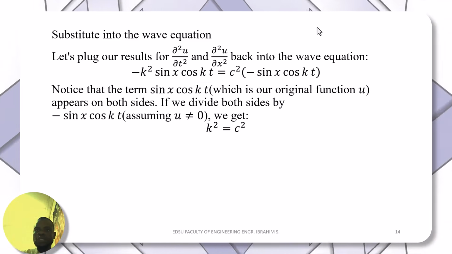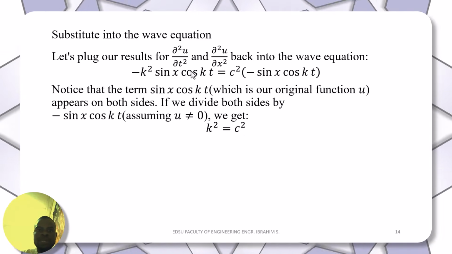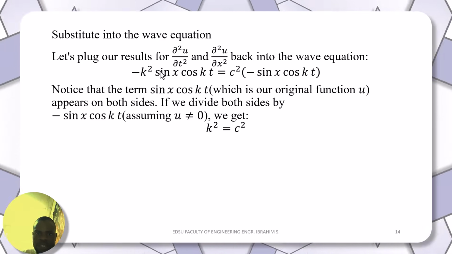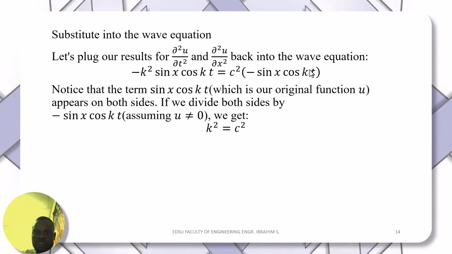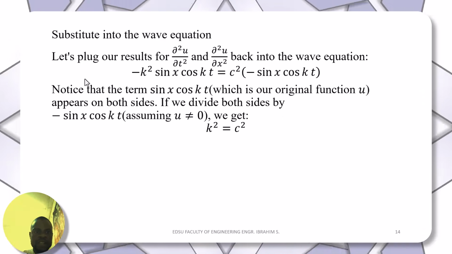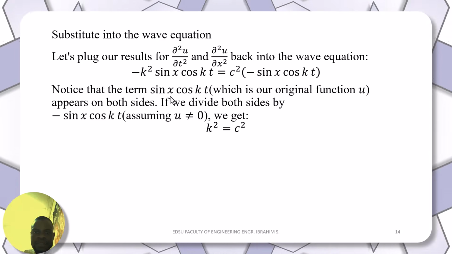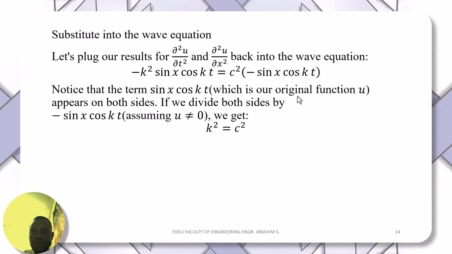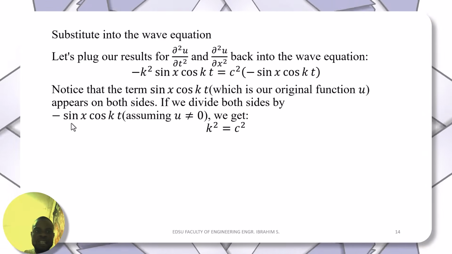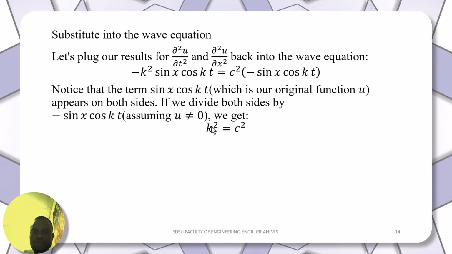For me to what? To equate them. Substitute into what? The wave equation. You plug them in. For my wave equation, I have this and this. So when I plug them in, I will have this equals this, right? So from there, you can notice that there is a factor that is remaining. Notice that the term sine s cos kt, which is our original function u, appears on both sides. If we divide both sides by our minus sine s cos kt, assuming u is not equal to 0, then it means we have what?